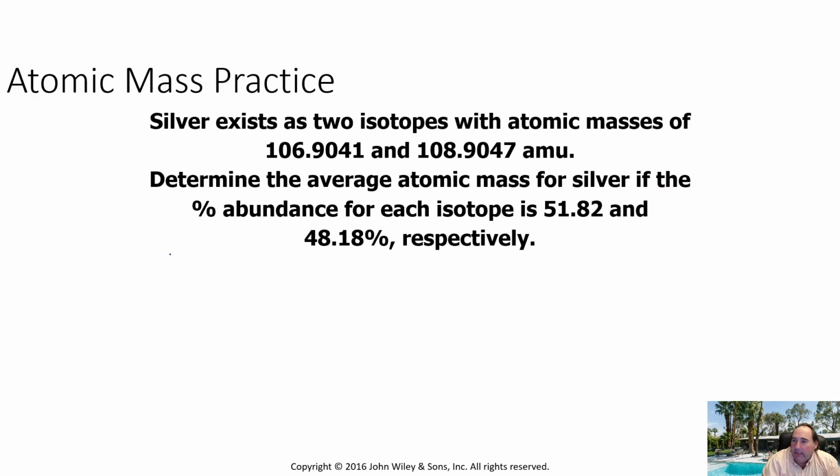All right, so why don't you try one here? Silver exists with atomic masses of 106.9041 and 108.9047. Determine the average atomic mass for silver if the percent abundance for each isotope is 51.82% and 48.18%, respectively. So basically, this guy goes with this percentage, and this guy goes with this one.